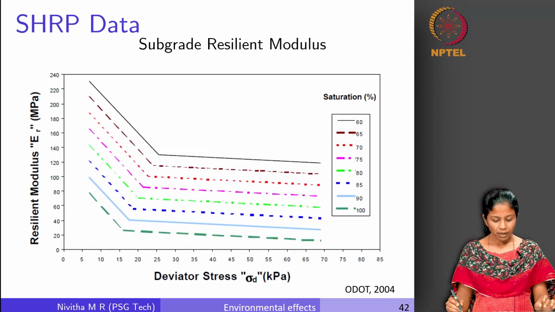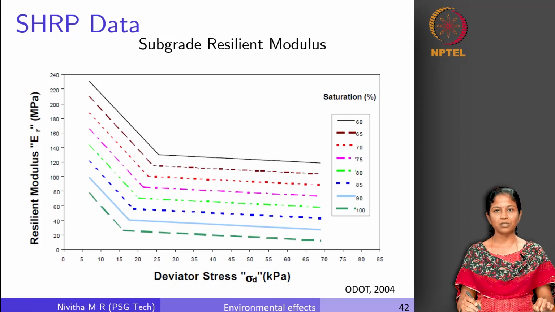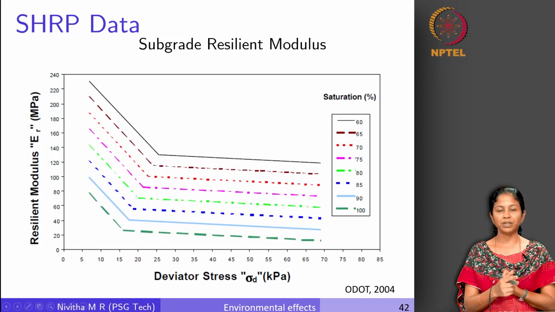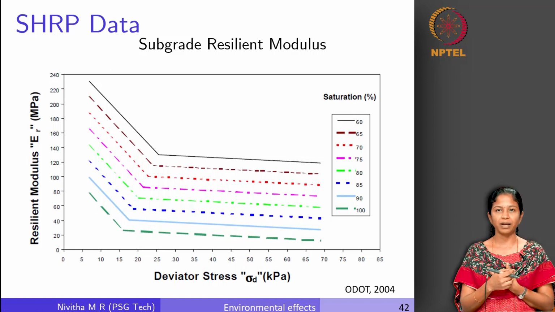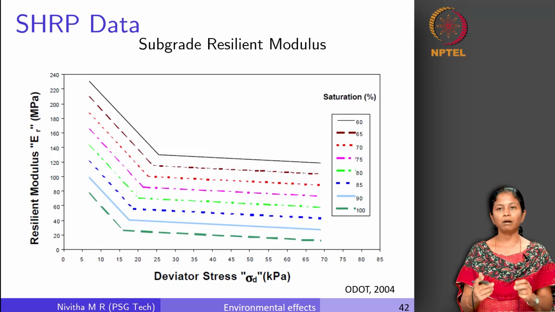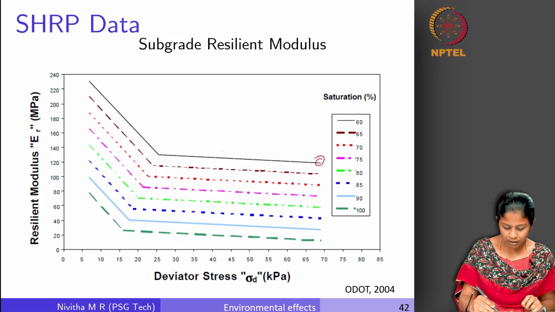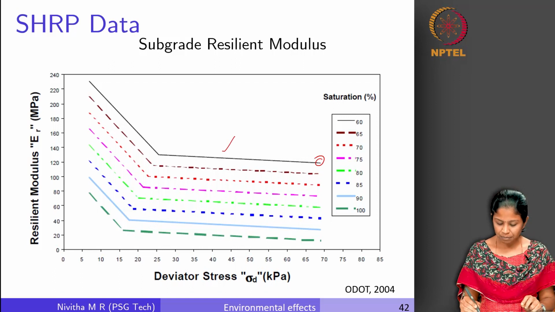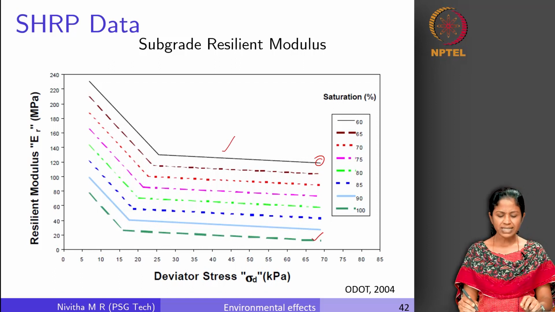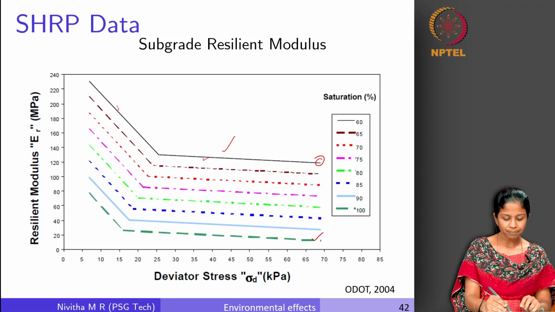Similarly, the variation of resilient modulus with deviator stress at different saturation conditions is also given. So we have seen already how resilient modulus varies with deviator stress and how it varies with confining pressure. So this is also going to have a different influence depending upon the degree of saturation. For 60% saturation this is the slope, whereas for 100% saturation this is the slope. You can see there is not much of a change in the slope between these two states until a point here.